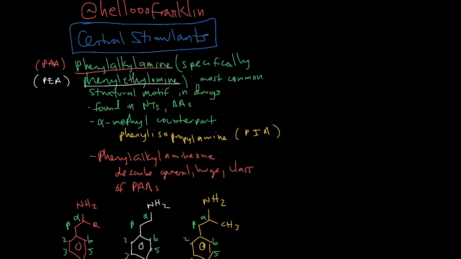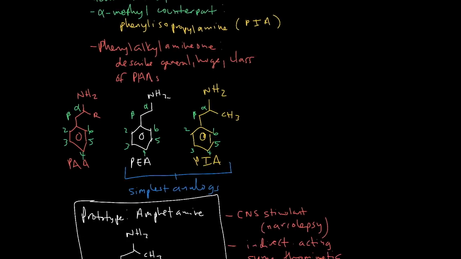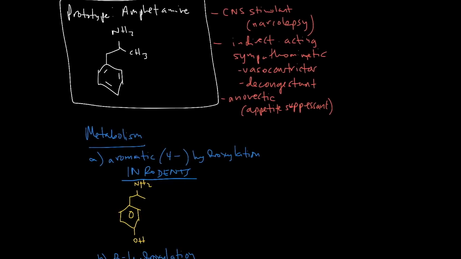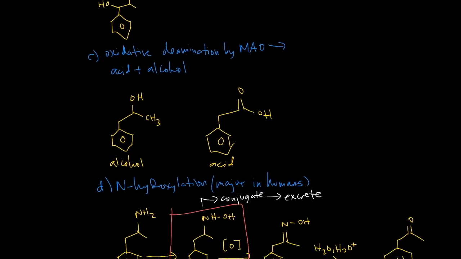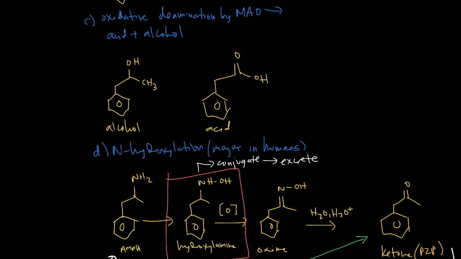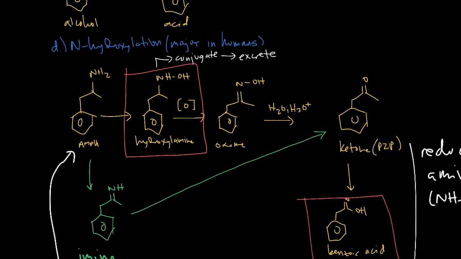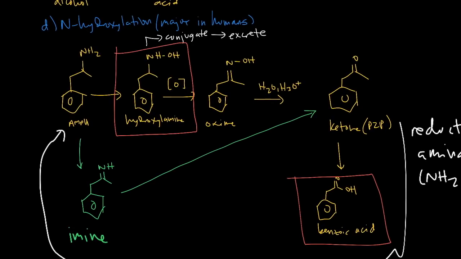Okay, to review, your central stimulants. Your phenylalkylamines are your major class. Your prototype is amphetamine. Metabolism: it undergoes 4-hydroxylation in rodents. However, in humans, it undergoes beta-hydroxylation and oxidative deamination by monoamine oxidase to form the acid and the alcohol. N-dehydroxylation is the major pathway, with 3 sub-pathways: it can form hydroxylamine, the oxime, and the ketone, and then benzoic acid. Hydroxylamine can be conjugated and excreted, or amphetamine can form the imine, then the ketone, then the benzoic acid. You can go back from P2P, which is the ketone, to amphetamine by simply adding a nitrogen, which is why P2P is regulated.